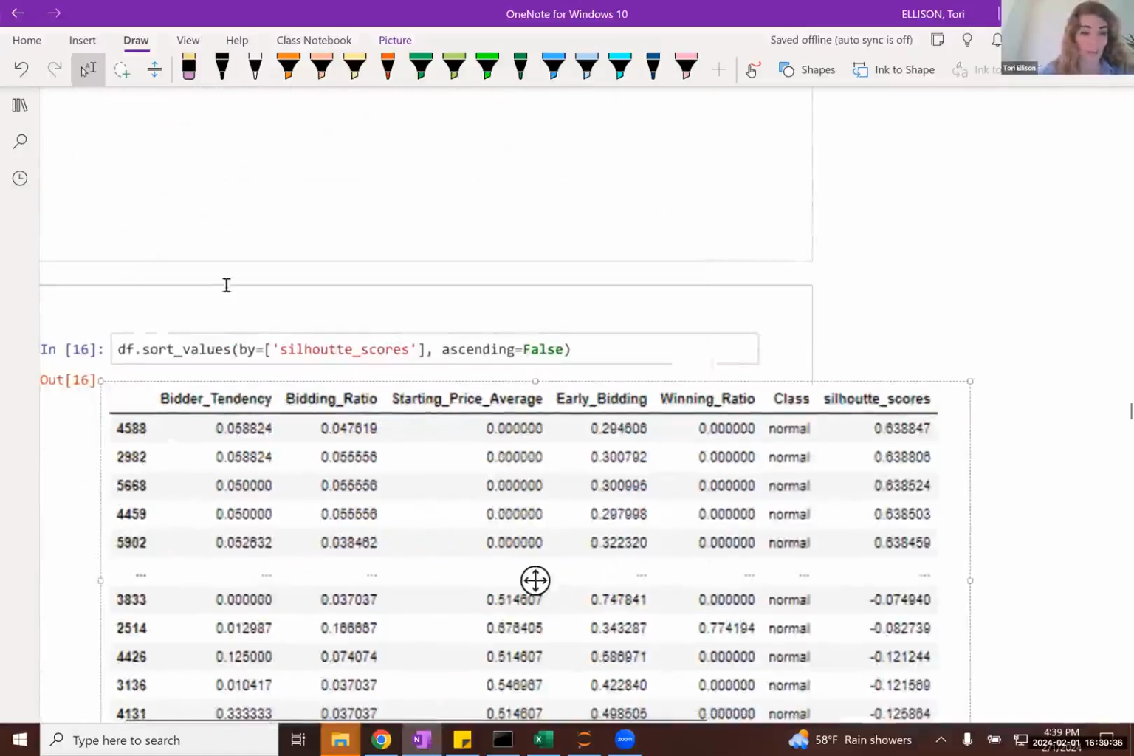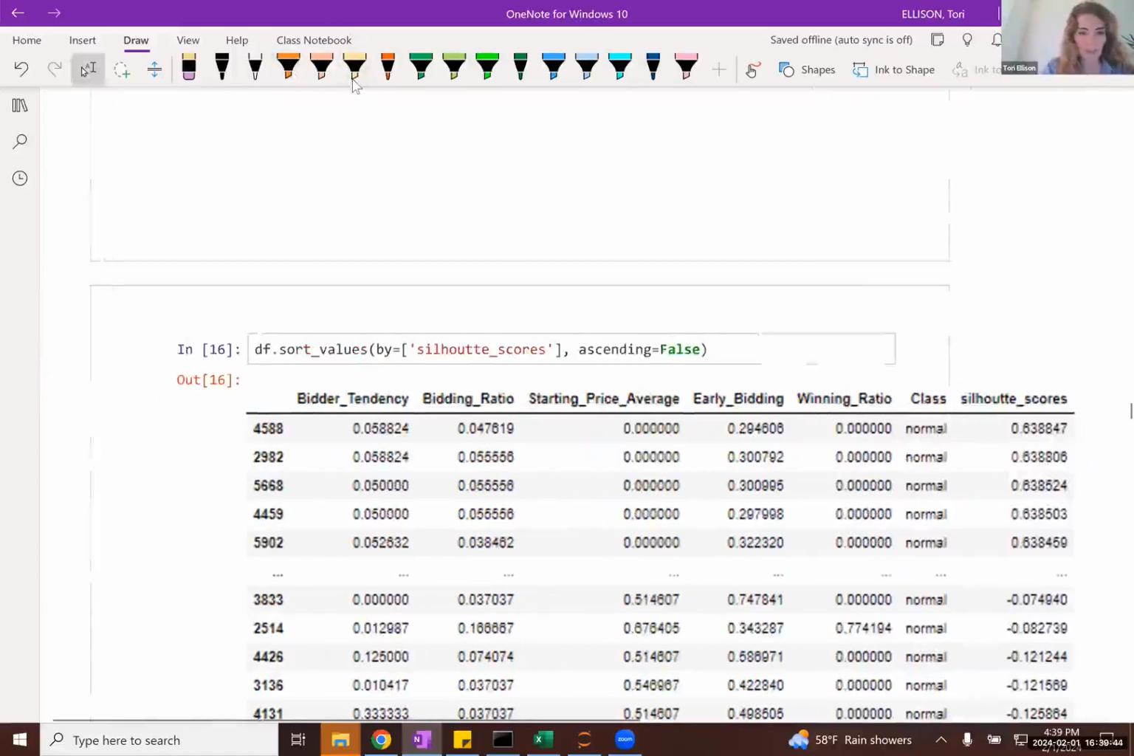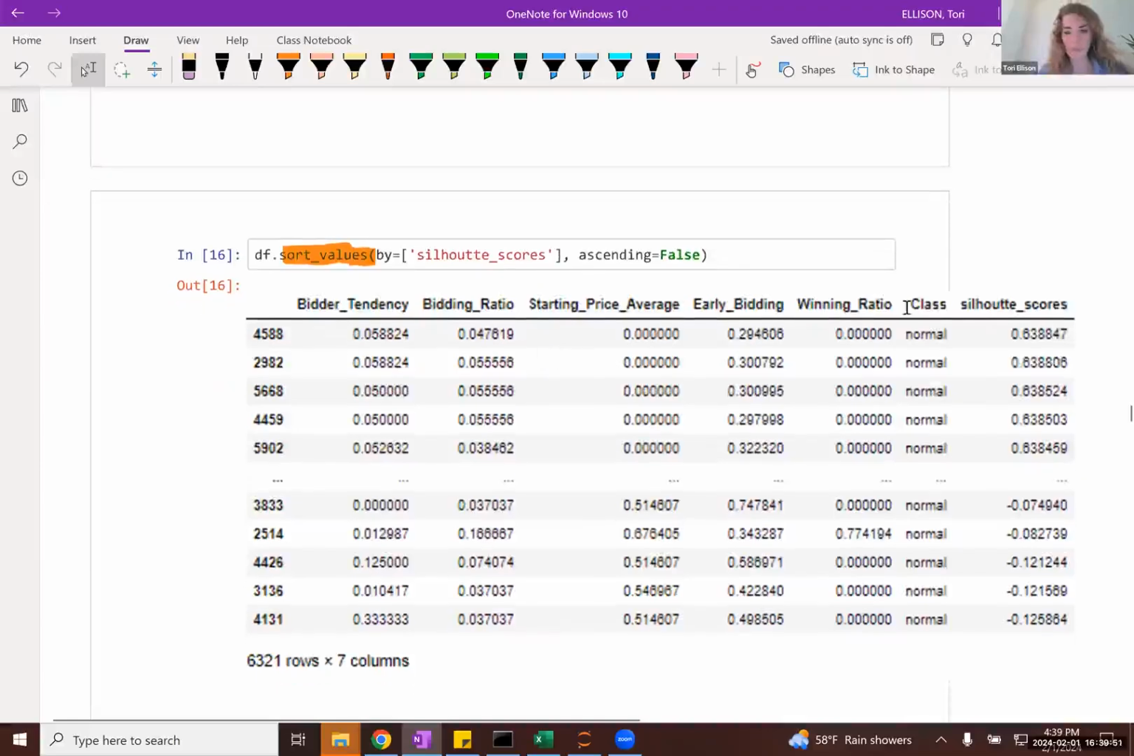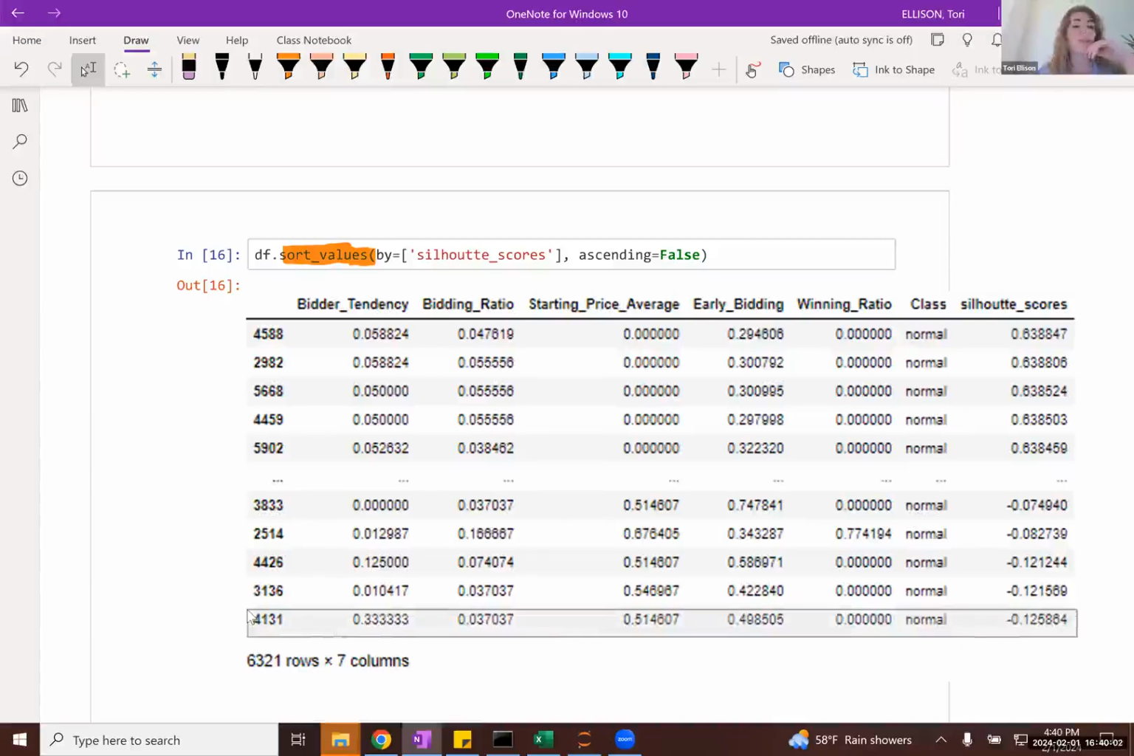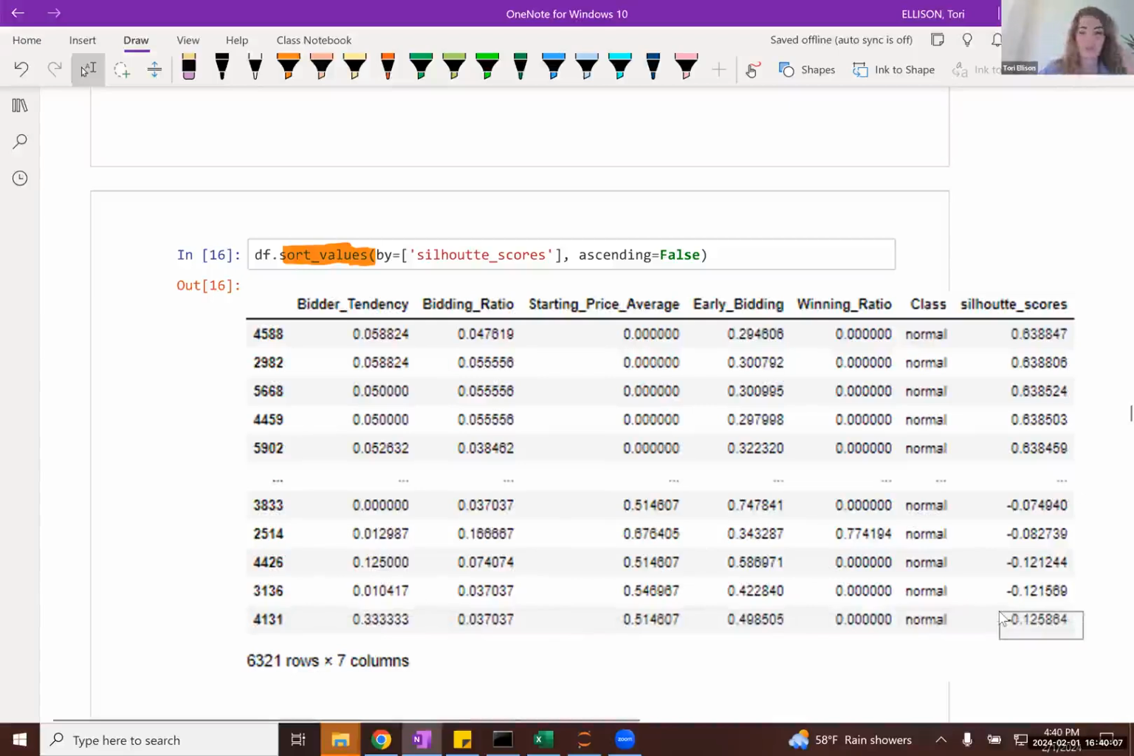I can take my data frame in which I've added this silhouette scores column to it, and I can use the sort values function to sort the corresponding rows by the silhouette score. And so for instance, I can see that the observation with the most cohesion and separation is this one that has a silhouette score of 0.639. And we can actually see there are some observations in the clustering that have a negative silhouette score, suggesting that they are much closer to some other cluster than the one they were assigned to.